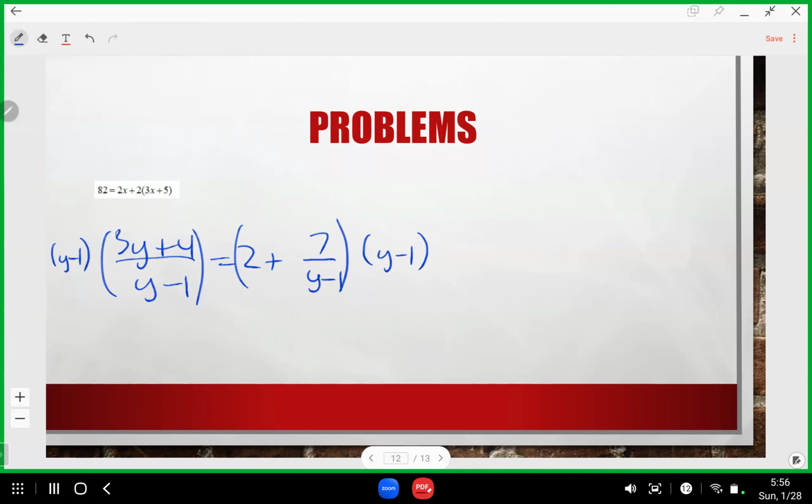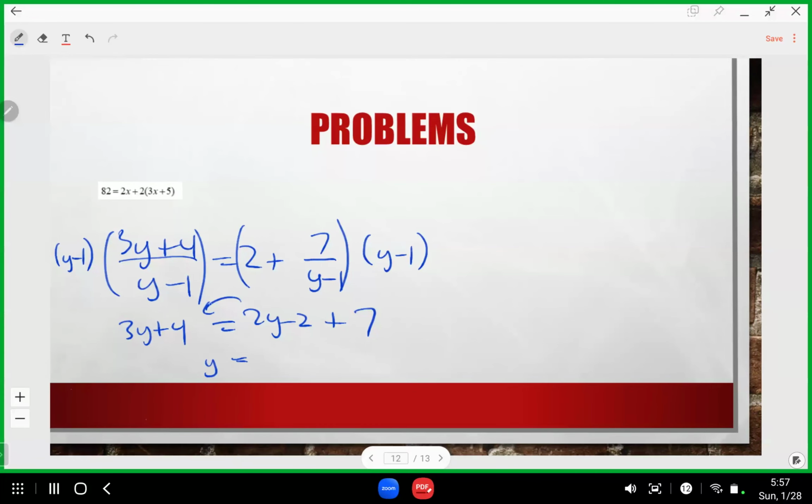After we multiply the left side by y minus 1, we get 3y plus 4 because the denominator simply canceled out. 2 times y minus 1 is equal to 2y minus 2, and then plus 7 here, since fractions are canceled out. Now we can combine like terms. Let's move this 2y to the other side. We have y is equal to... let's move 4 to the right side here. We get negative 6 plus 7, which is equal to 1. All right. So you can plug it in, see if it's correct.